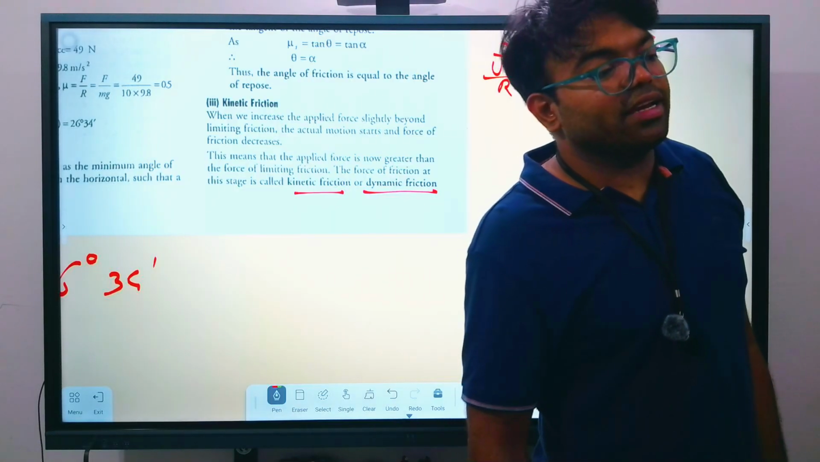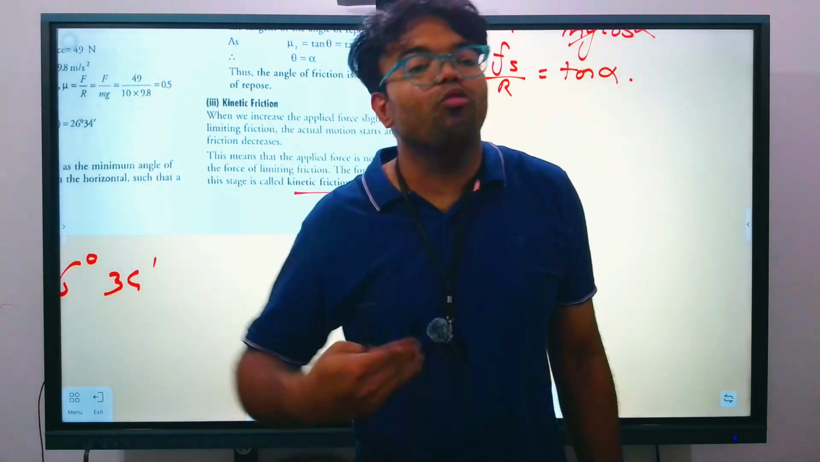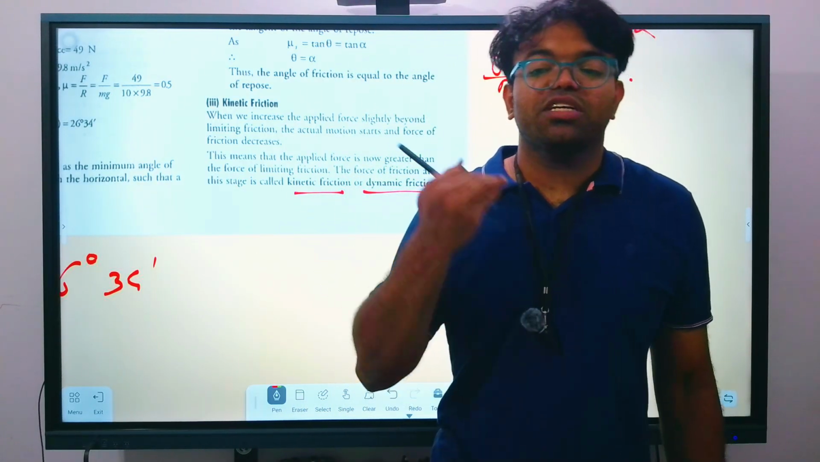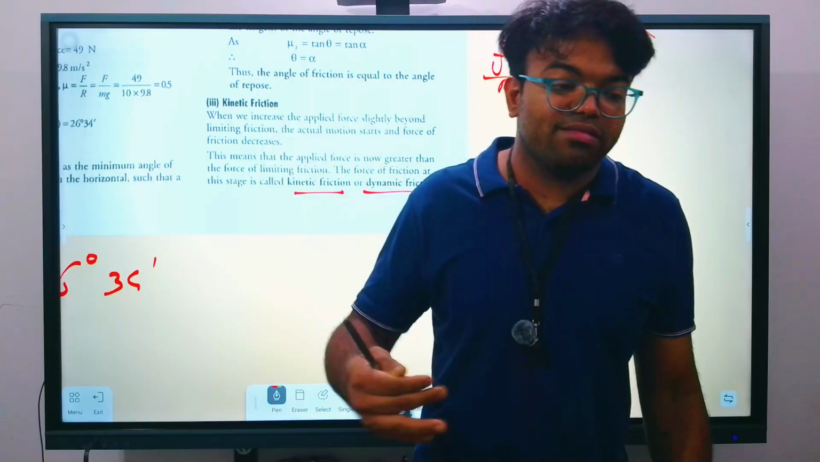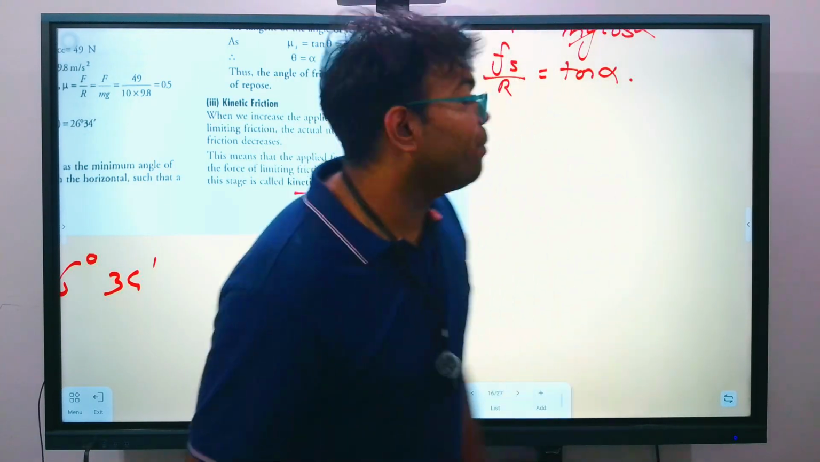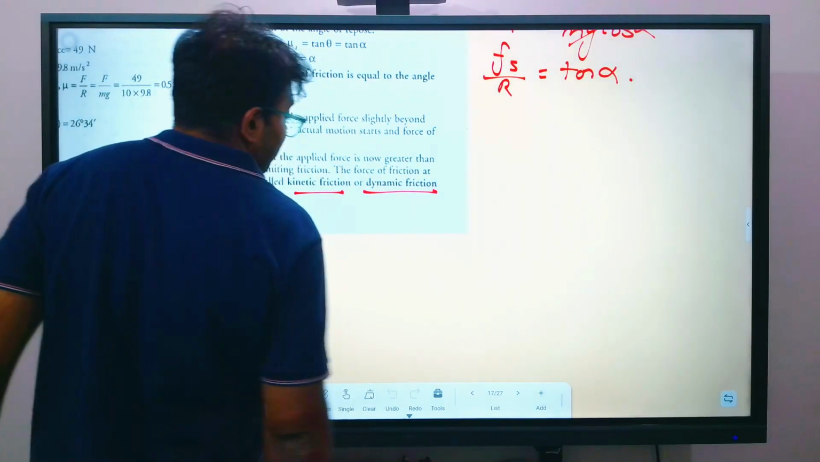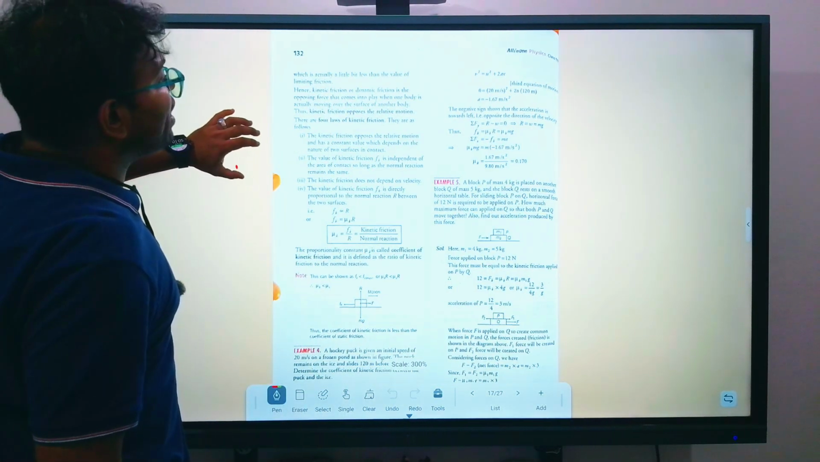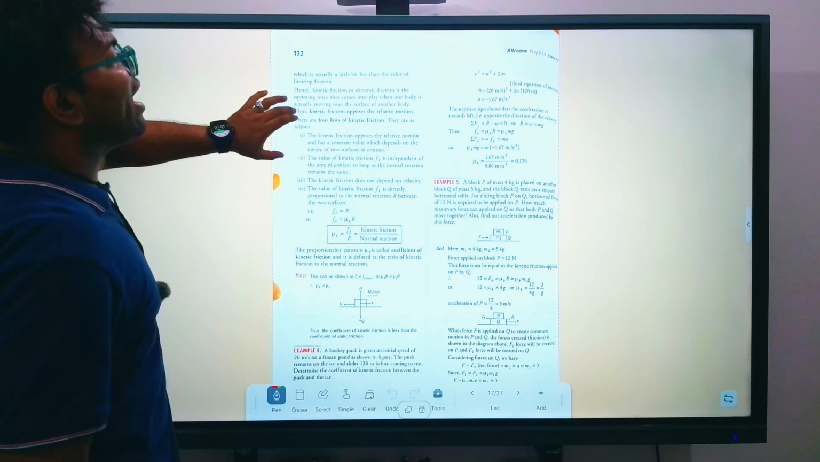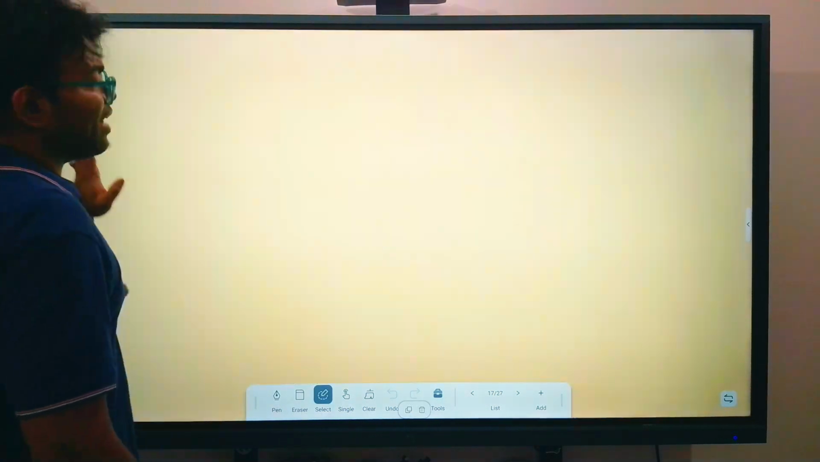Why do we call them kinetic? Because kinetic basically means movement, right? The friction that is produced when the object is in motion is known as dynamic friction. Next, it is actually a little bit less than the value of the limiting friction. I'll tell you why this happens.